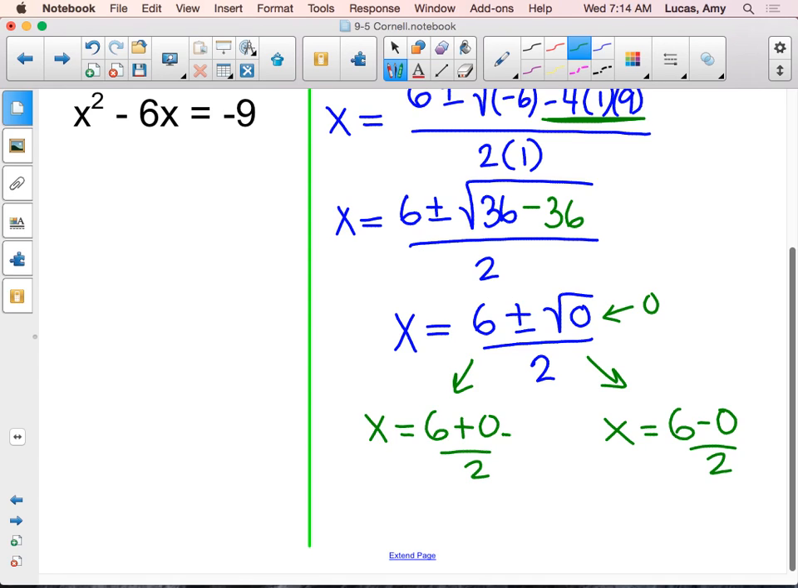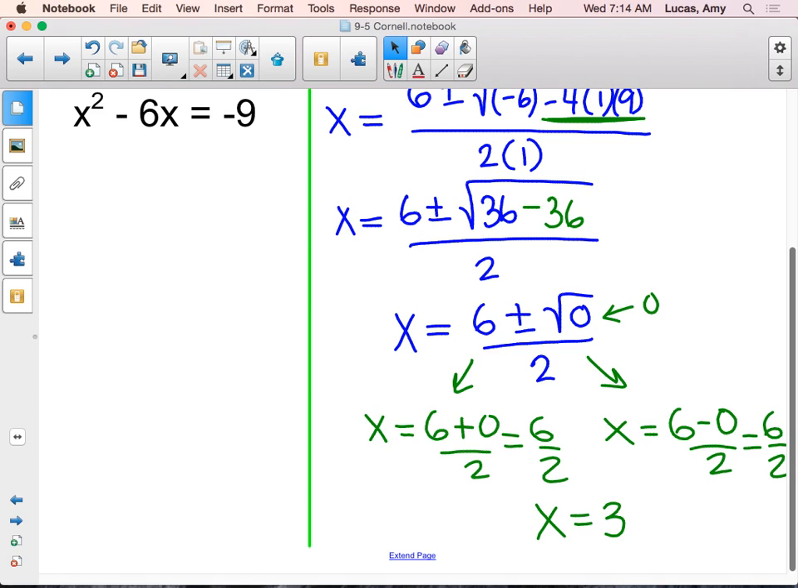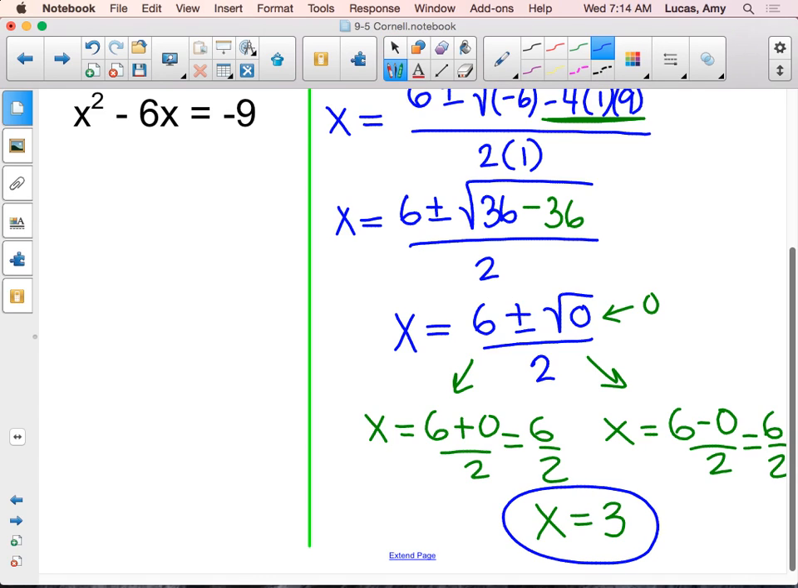Well, 6 plus 0 is 6, 6 divided by 2. 6 minus 0 is also 6. So there is only one solution on this problem. X is equal to 3. So when the discriminant equals 0, we said there would be one solution, not 2. And this is why. Because the square root of 0 is 0. There's no positive 0 and negative 0 that would make a difference here.